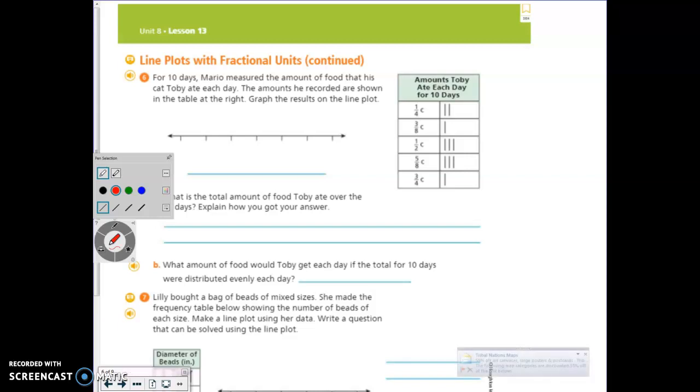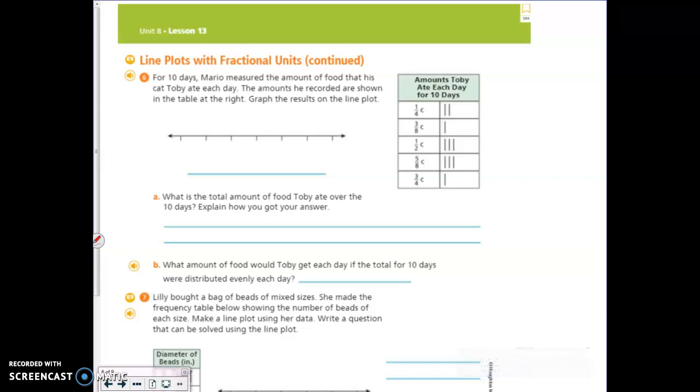Yesterday, we had a pre-created line plot where the fractions were already placed in correct intervals down below the line plot. And as you take a look at this page right here, the second page of line plots, we are seeing that they give us a blank number line or a blank line plot that we need to figure out where to place our numbers.